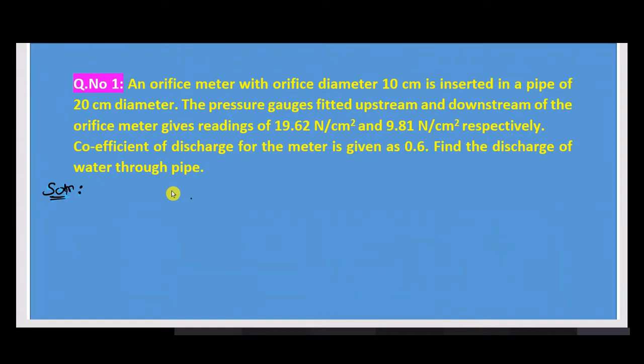Okay, all of you read question number 1. Question number 1, this numerical is based on an orifice meter, with orifice diameter represented by... So we'll write the given data first. Orifice diameter is DO, that is 10 centimeter he has given. So convert into meter, 0.10 meter.